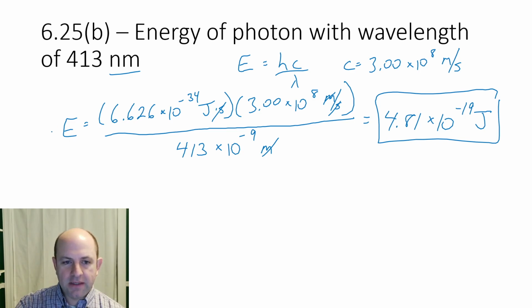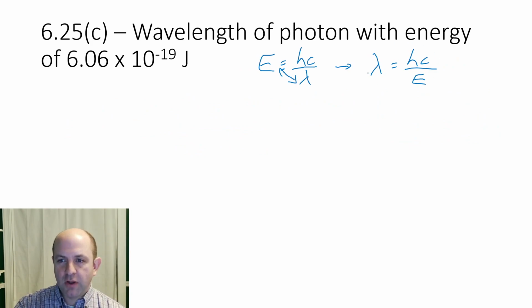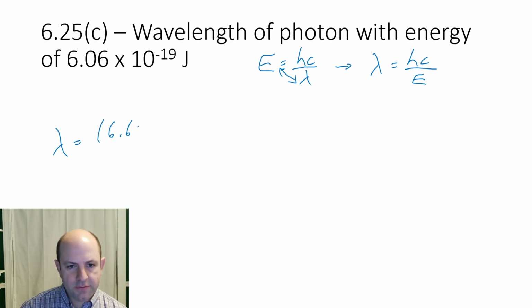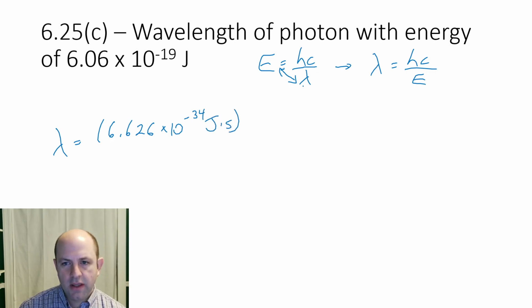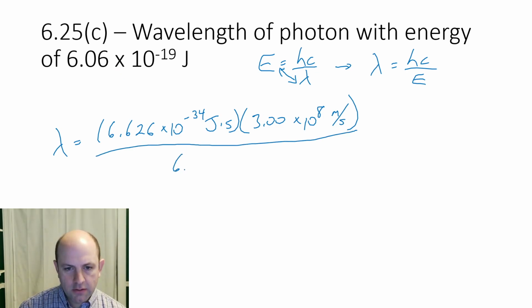If you try to plug them in over here and then rearrange, that's when things go wrong. So go ahead, rearrange it while it's just letters, make it nice and easy, and then plug in from there. So we will say, okay, our wavelength is equal to Planck's constant, joules seconds, times the speed of light again, and now it's divided by the energy, so 6.06 times 10 to the negative 19th joules.